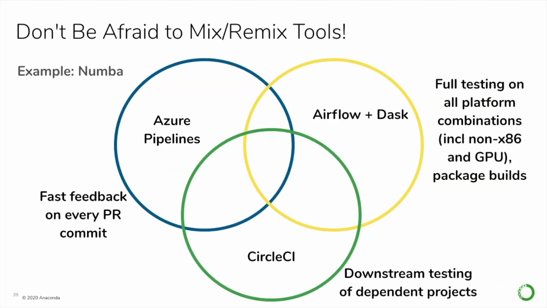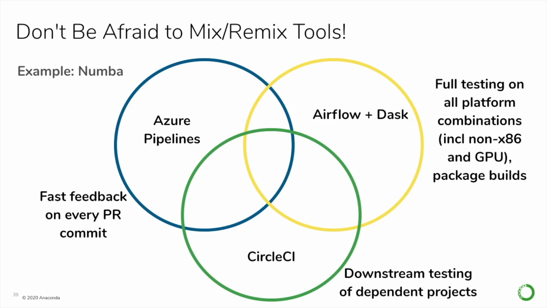And then last thing I want to mention, or maybe not the last thing, is don't be afraid to remix and mix tools. You don't need just one CI solution to meet all your requirements. You might need several overlapping solutions, and that's okay. On NumPy, for example, we use Azure Pipelines to run a slice of tests. We stripe the tests across many workers on every PR commit so that our contributors get fast feedback. That's really important. However, that can't test all configurations comprehensively.